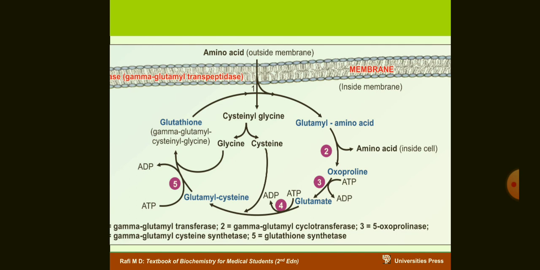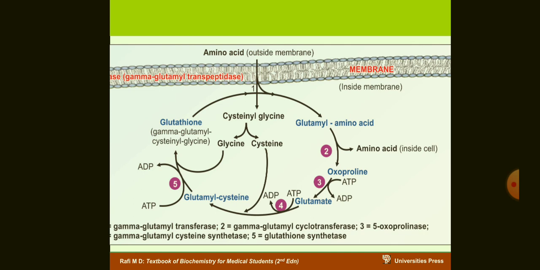This oxoproline, with the expenditure of an ATP, is converted into glutamate, and this glutamate, with one more molecule of ATP, is converted into glutamyl cysteine, taking the cysteine from the cytosol. And gamma glutamyl cysteine then is converted into gamma glutamyl cysteine glycine with the expenditure of one more ATP molecule. This then gets converted into two dipeptides.